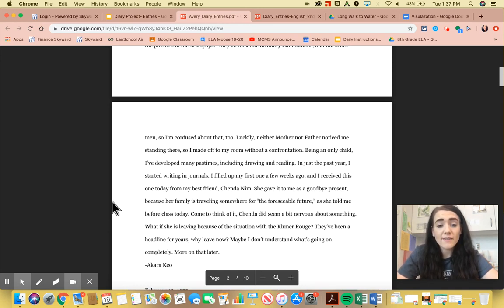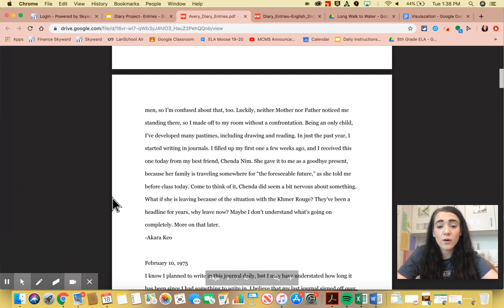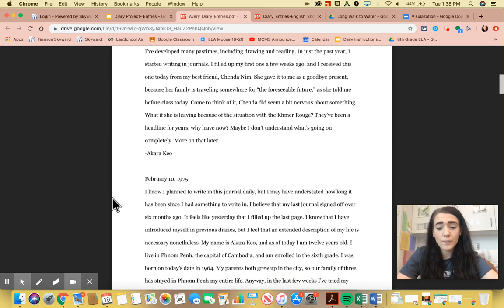Being an only child, I've developed many pastimes, including drawing and reading. In just the past year, I started writing in journals. I filled up my first one a few weeks ago, and I received this one today from my best friend, Chenda Nim. She gave it to me as a goodbye present because her family is traveling somewhere for the foreseeable future, as she told me before class today. Come to think of it, Chenda did seem a bit nervous about something. What if she's leaving because of the situation with the Khmer Rouge? They've been a headline for years. Why leave now? Maybe I don't understand what's going on completely. More on that later. Akara Kyo.